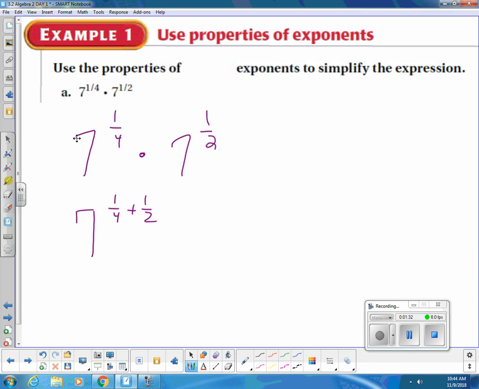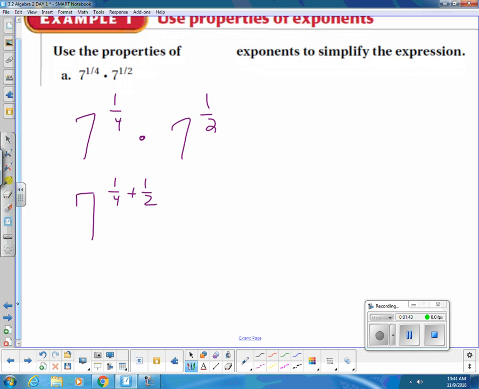So guess what needs to happen? Common denominators. When's the last time you thought about common denominators? One person told me middle school. It's time, if you're a junior or sophomore, maybe even a freshman, it's time to think about common denominators. It's been a while. So you can keep the 1/4, but you need to make this denominator 4. So 1/2 would actually be 2/4 if I make a common denominator. Does that make sense? We can go ahead and add it up. That'd be 7 to the 3/4.